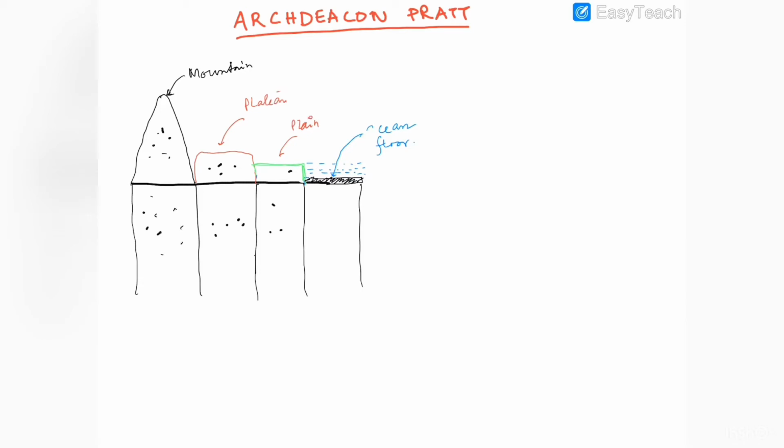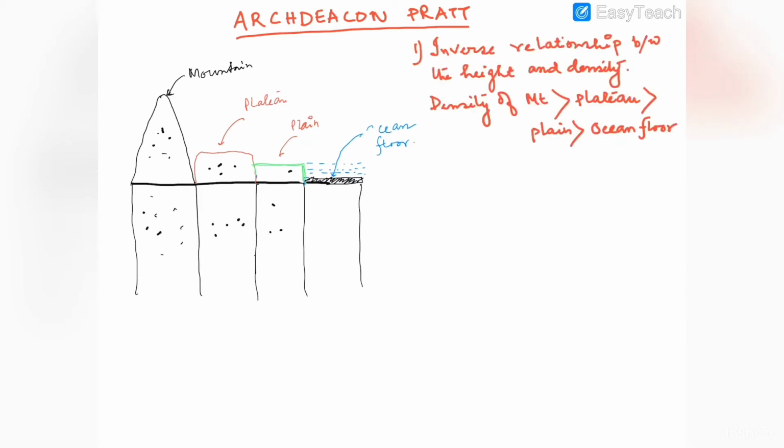That is, Pratt found that the density of mountain is less than the density of the plateau. Density of the plateau is less than the density of the plain. The density of the plain is less than the density of the oceanic floor, and so on. This means Pratt found out that there is an inverse relationship between the height of the relief and their density. So here you can see what Pratt had found out.